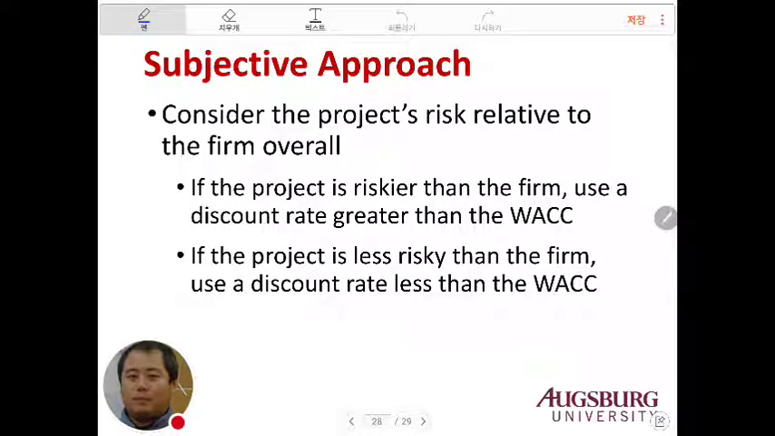So the next approach is the subjective approach. The subjective approach considers the firm's project risk relative to the firm's overall risk. So now we have WACC. It's kind of the same approach that we did in the previous slide. If the project is riskier than the firm, then let's set some higher rate than WACC, and if it is less risky, then lower than WACC. How low, how high? It really depends on you. Depends on the history. So usually the company has a statistical analysis to determine this type of risk-adjusted WACC.